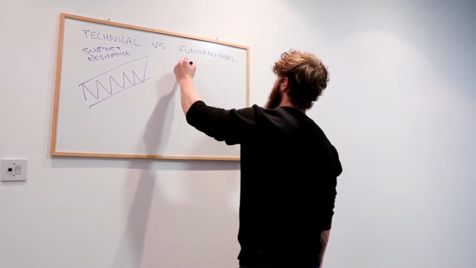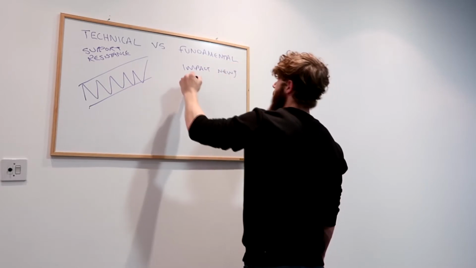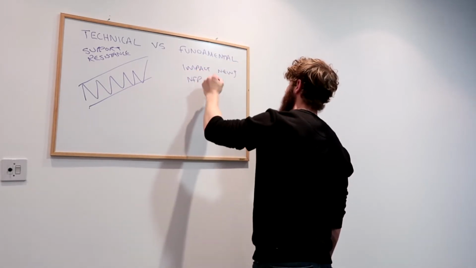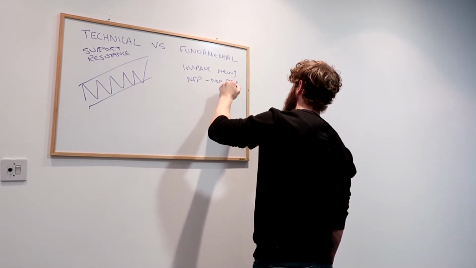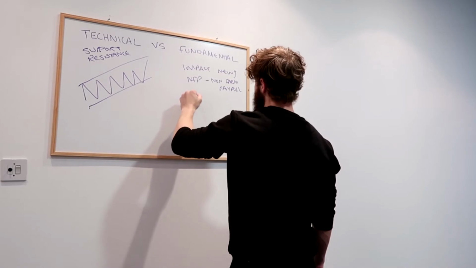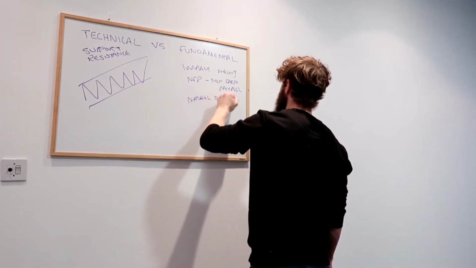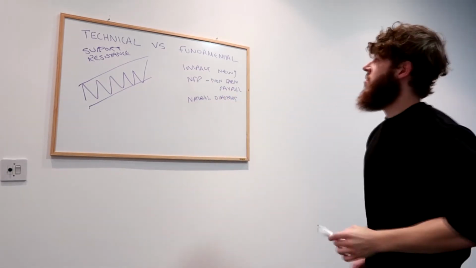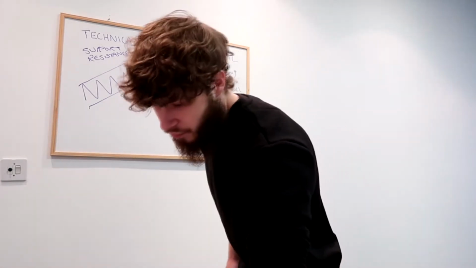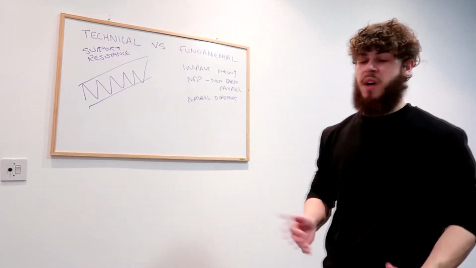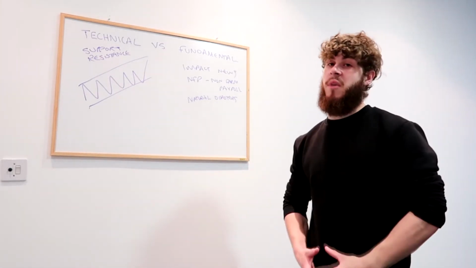So things like impact news, NFP, non-farm payroll, natural disasters. All of these things are high impact news and part of fundamental analysis. And the thing that a lot of traders get wrong is they try to make one seem better than the other, or they favor one or the other. The reality is a good trader is always going to use these in combination with each other.